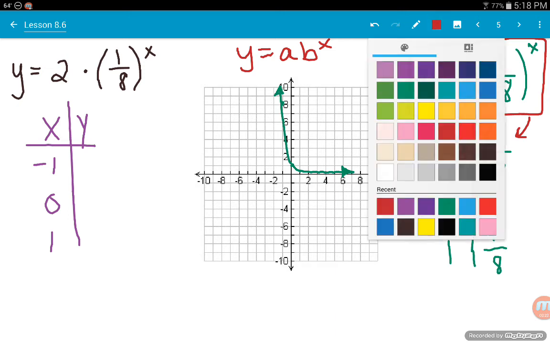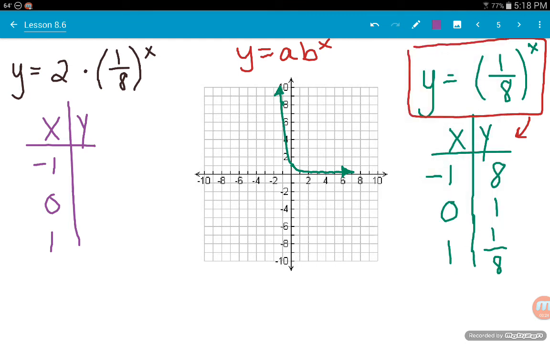If we do the y equals 2 times 1/8 x, okay, we can see that our a now has changed from 1 to 2. Okay, so if I plug in this -1 here into my x up here, I will get 2 times the 8. Okay, if I put -1 in for x, I'm going to have to reciprocate my 1/8. So I'll end up with 8 right here, times that 2, it'll give me 16.